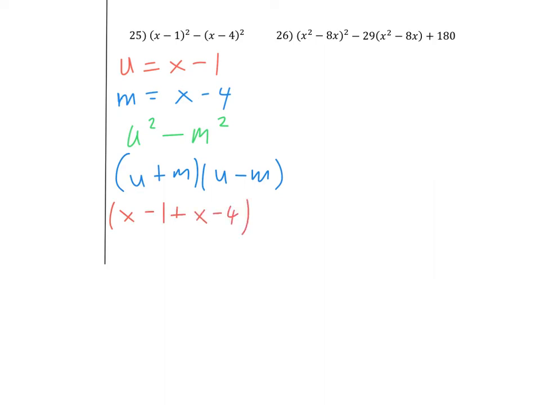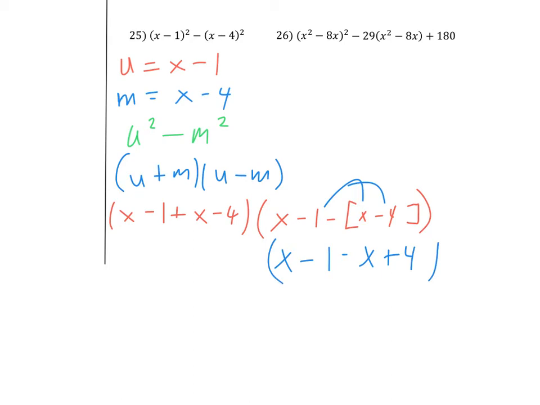And then over here, we have x minus 1 for u minus, now in this case, we need to do our bracket because there's something in front of that m. There's a negative that we need to distribute. So anytime there's a number or a negative in front of one of your variables, you got to distribute that back in. So this is going to become x minus 1 minus x plus 4. And so that's going to become 3. The x's cancel out, and then I combine the like terms. Over here, we have 2x minus 5.